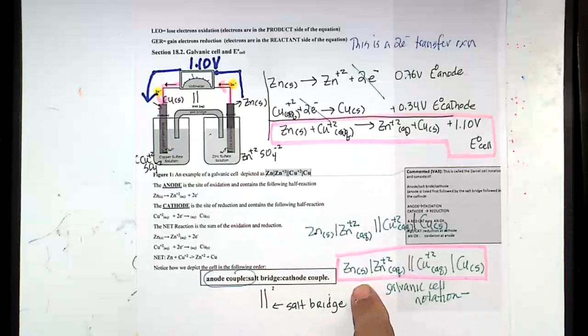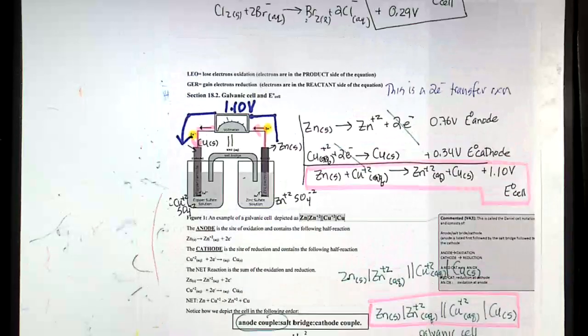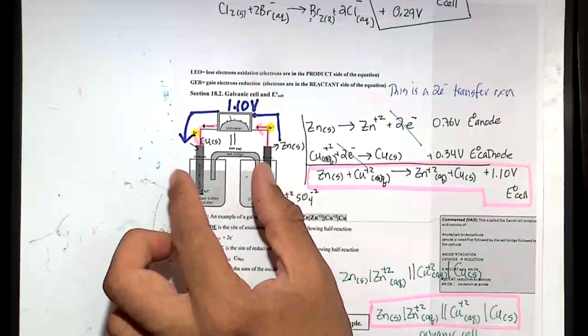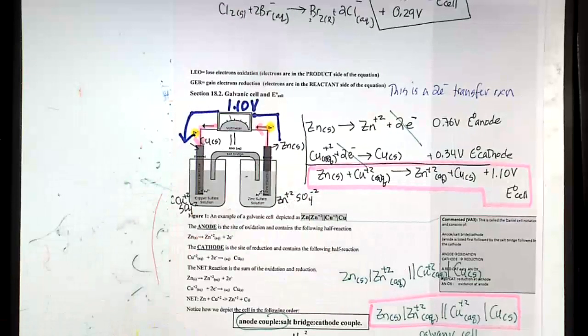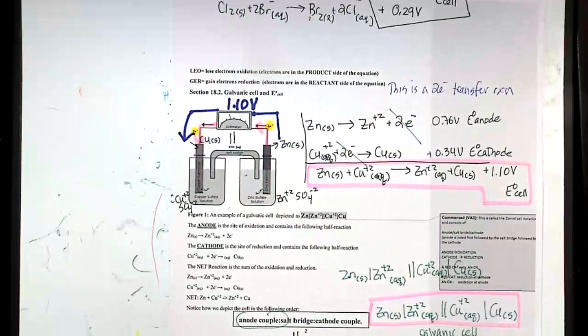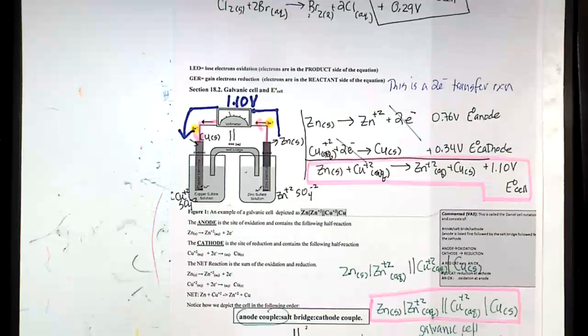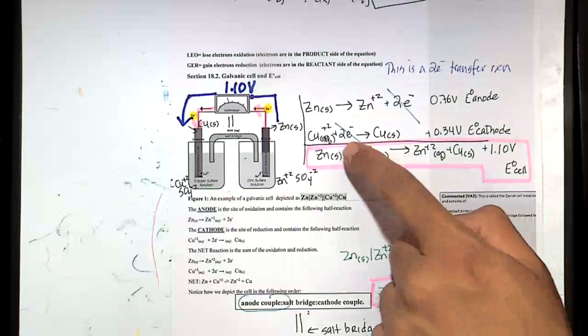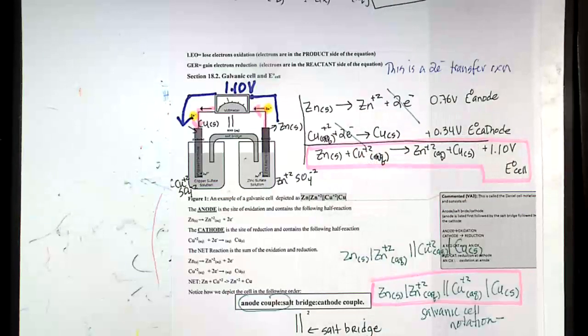Okay, once again, the anode couple, this gets oxidized. Salt bridge, which is 2 lines, joins the 2 beakers together. Keeps the ions from building up in one beaker over the other. And then the cathode couple, the thing that gets reduced.